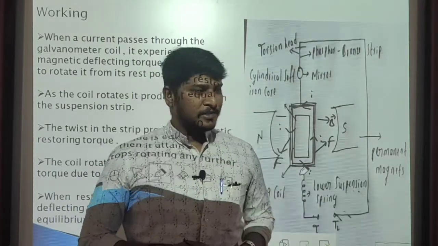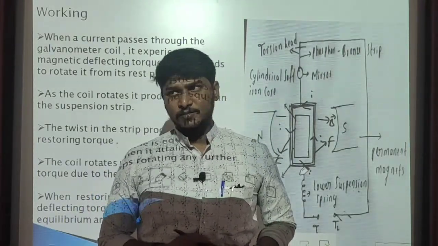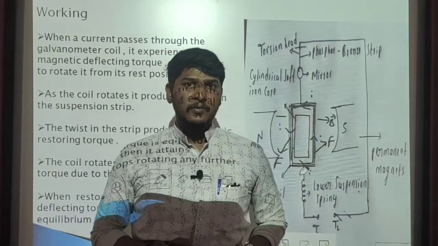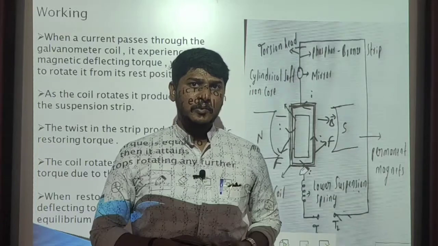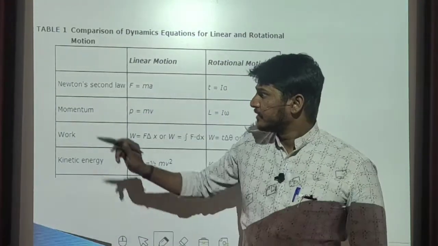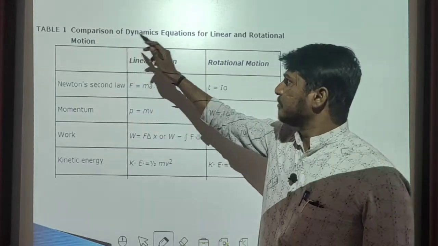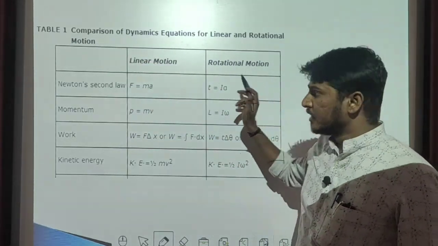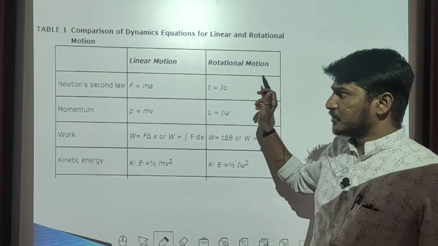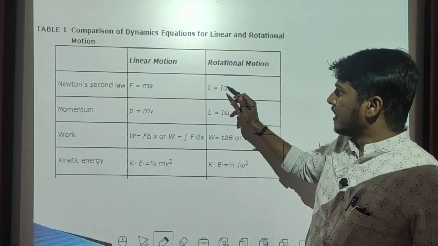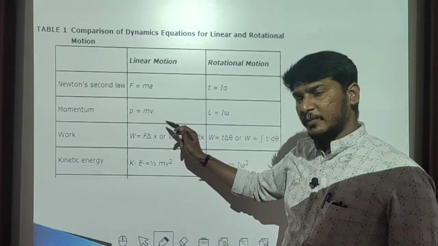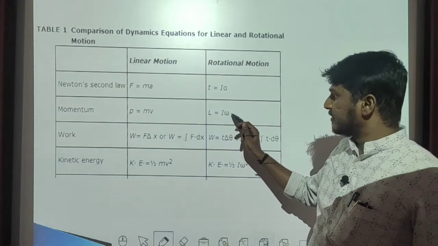Okay, now let us study the theory of the ballistic galvanometer. Before going to study the theory of the ballistic galvanometer, I would like to recall a few formulas which we have already studied. Here you can see the formulas. It is the comparison between linear motion and rotational motion. Newton's second law is F is equal to ma. In rotational motion, Newton's second law is given by tau is equal to I into alpha. Similarly, momentum P is equal to mv. In the rotational case, L is equal to I into omega.